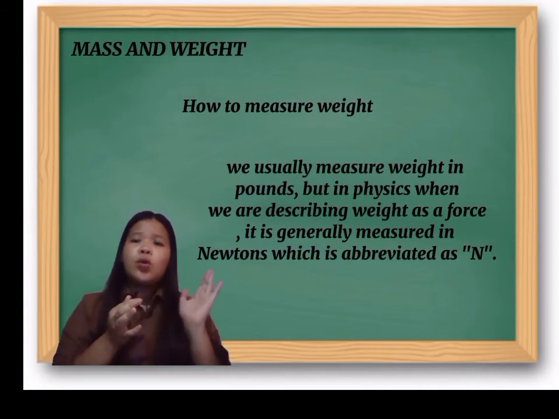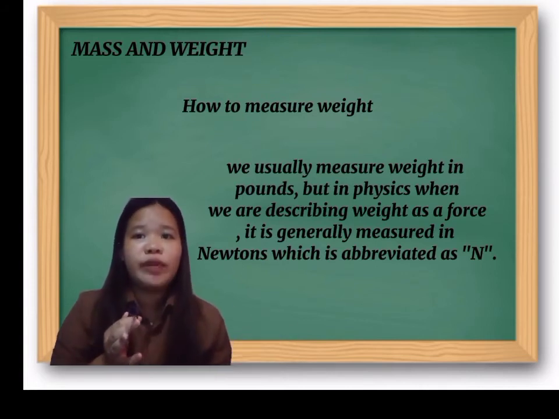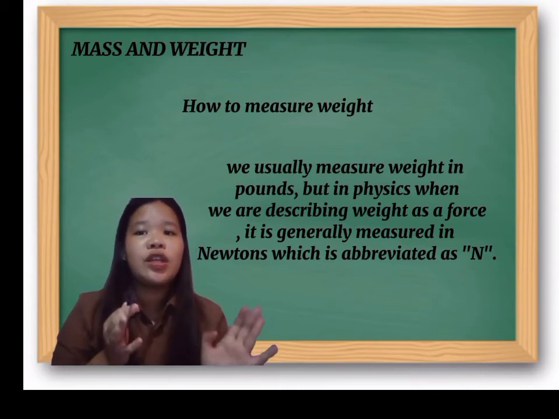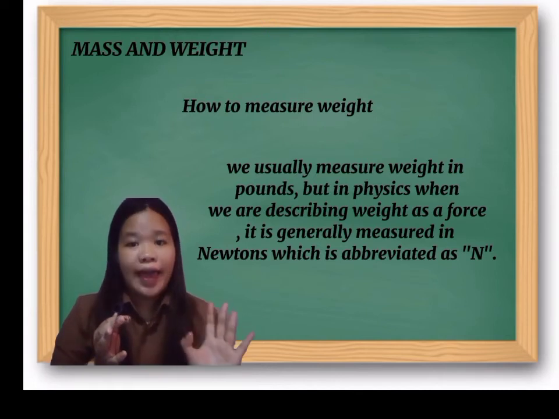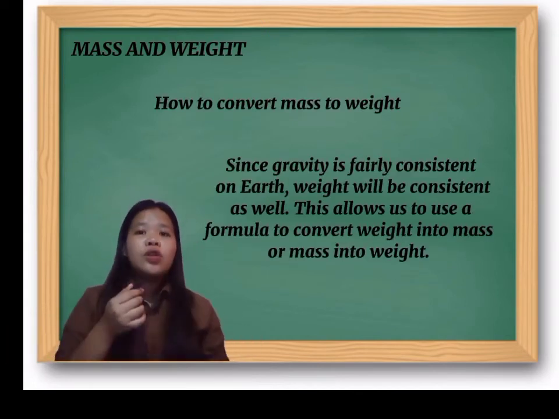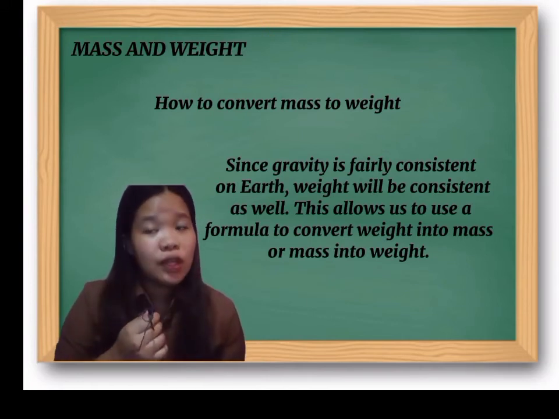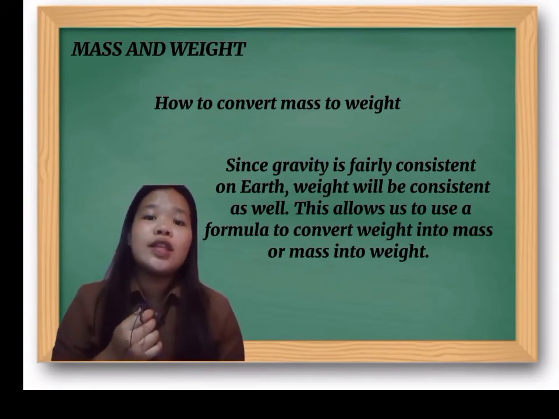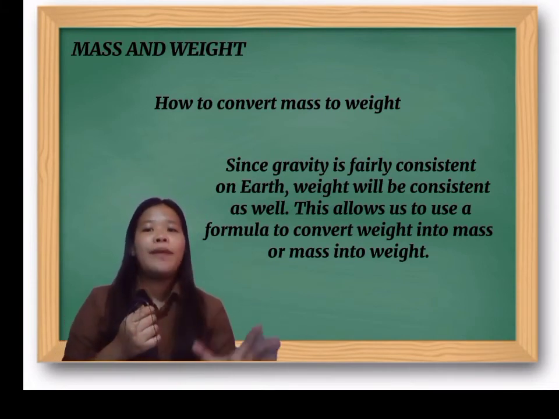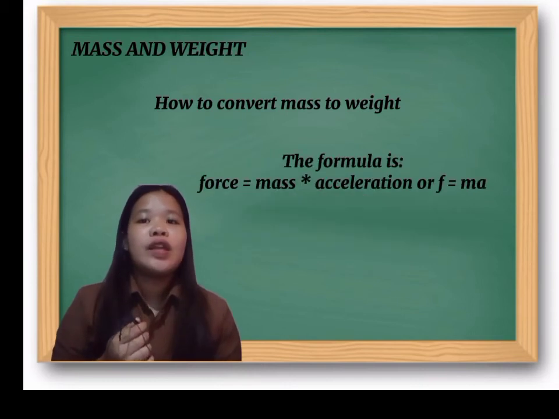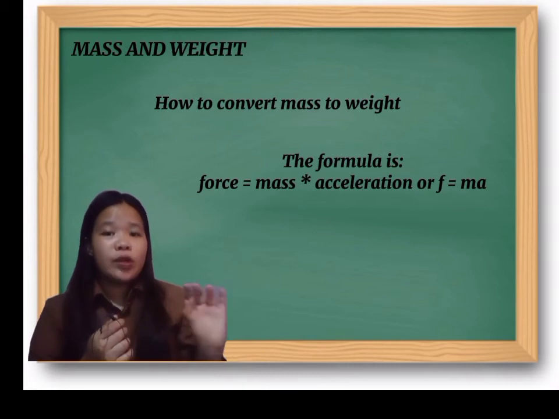Measuring weight. We usually measure weight in pounds, but in physics, you are describing weight as a force. It is generally measured in newtons, which is abbreviated as N. So how do we convert mass into weight? Since gravity is fairly consistent on Earth, weight will be consistent as well. This allows us to use a formula to convert weight into mass or mass into weight. The formula is force equals mass times acceleration, or F equals ma.